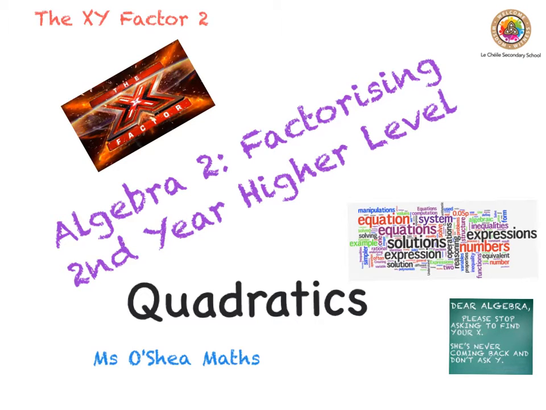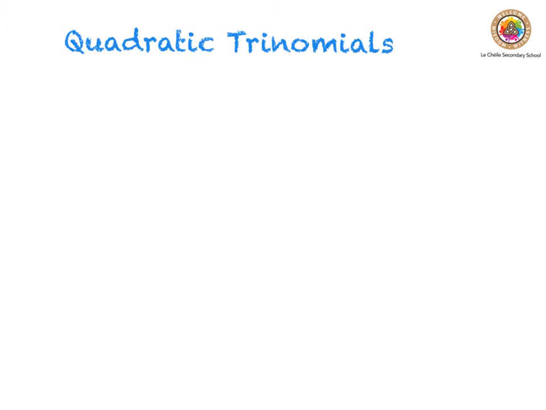Okay, and so today we're going to continue on looking at how we factorize. But this time we're going to look at factorizing quadratics. Remember that we said quad is like a square, isn't it? So quadratics always involve something that has a squared, like x squared or a squared or n squared. But the particular type of quadratics we're going to look at today are quadratic trinomials.